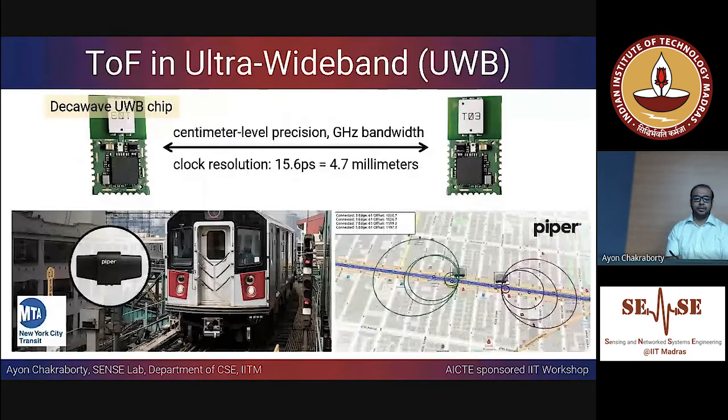Okay. So I'll come to ultra wideband. The ultra wideband chip is also commercially available, and it gives you a clock resolution of 15.6 picoseconds. So now the time ticks are in picoseconds, and that is going to give you a millimeter level distance resolution or granularity. That is why I have mentioned that using gigahertz bandwidth, you can do much better.